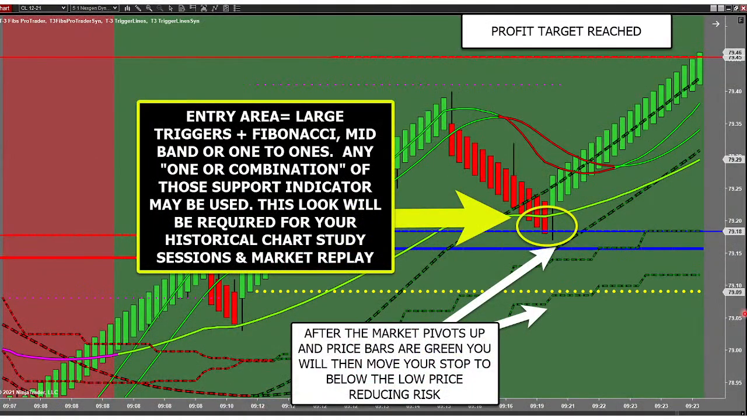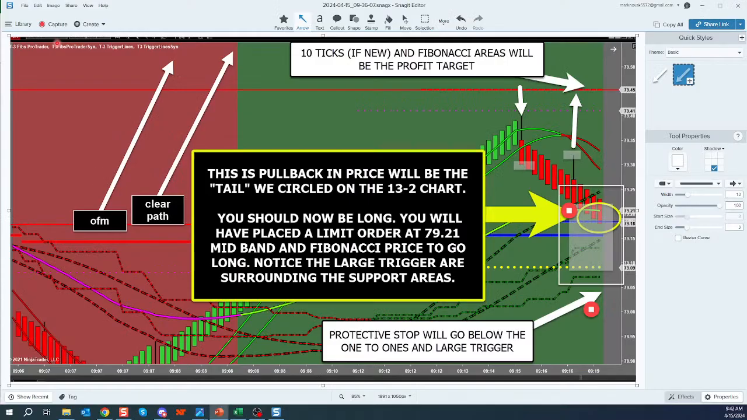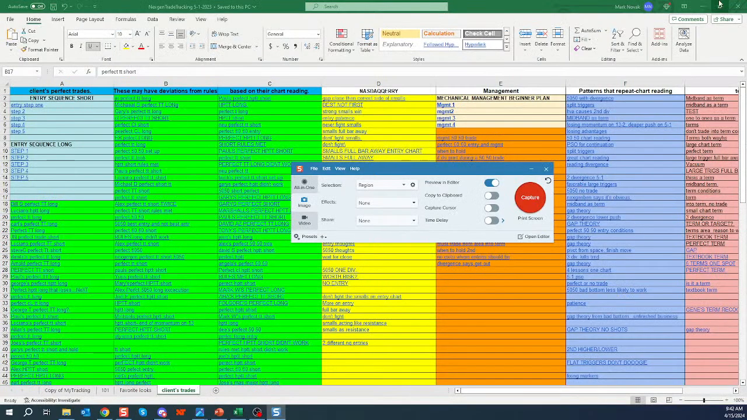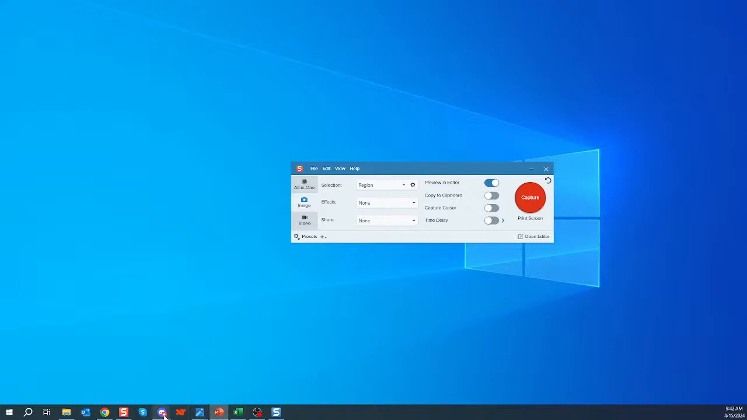And I'm going to do this real quick, and then we'll come back to the slideshow. Oops, and I killed my NinjaTrader. Dagnabbit.